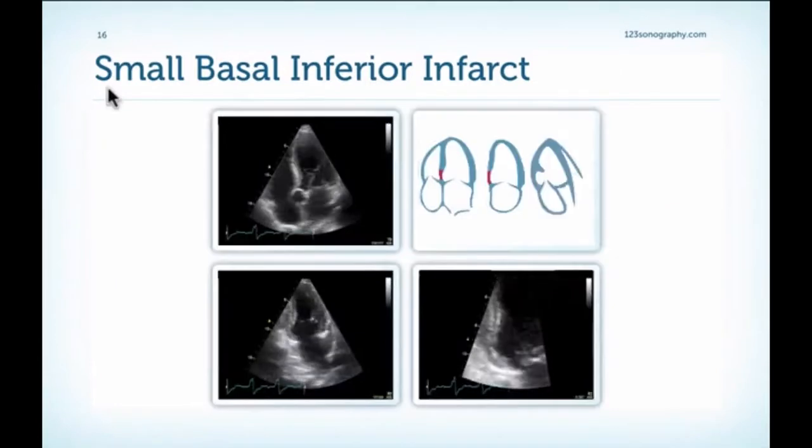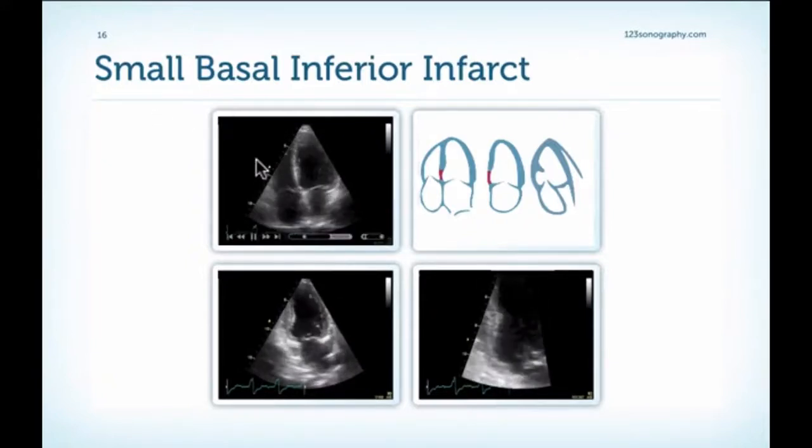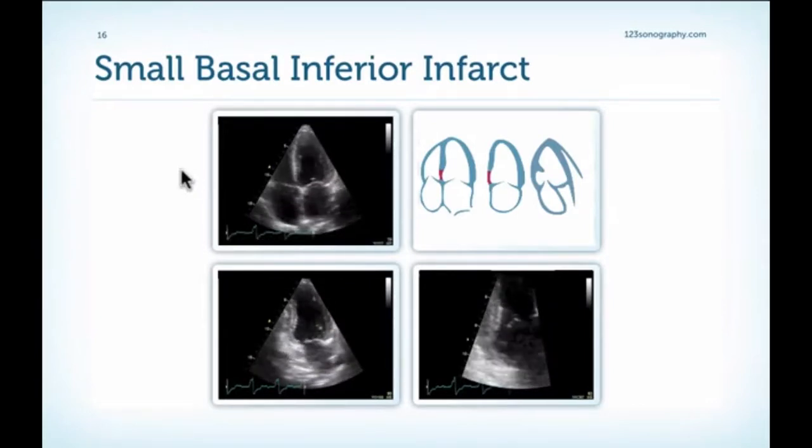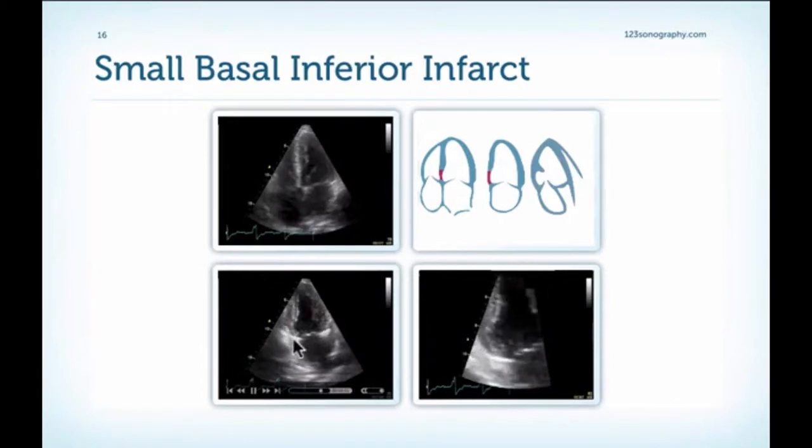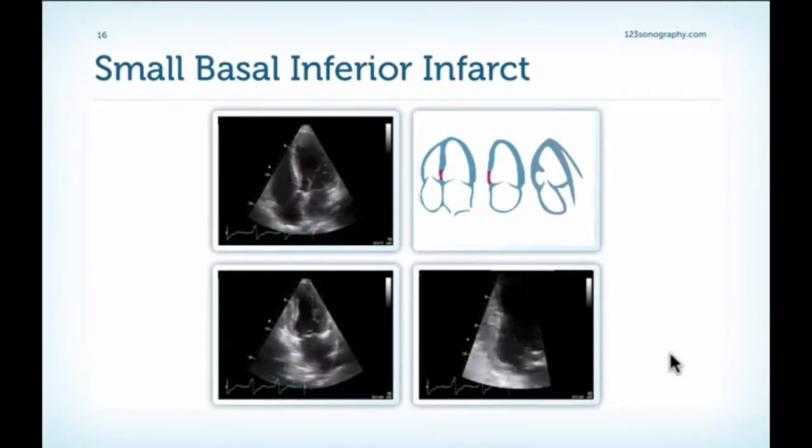Now let's look at a typical example of a small basal inferior infarct. This is a patient who had a subacute infarct a few days old, and you can see there is a wall motion abnormality here in the basal part. You have to look very closely to really detect this wall motion abnormality, and you can also see the abnormality here in the basal part in the two-chamber view. This is even nicer to see here in a zoom view, where you can see that there is no thickening of the wall.